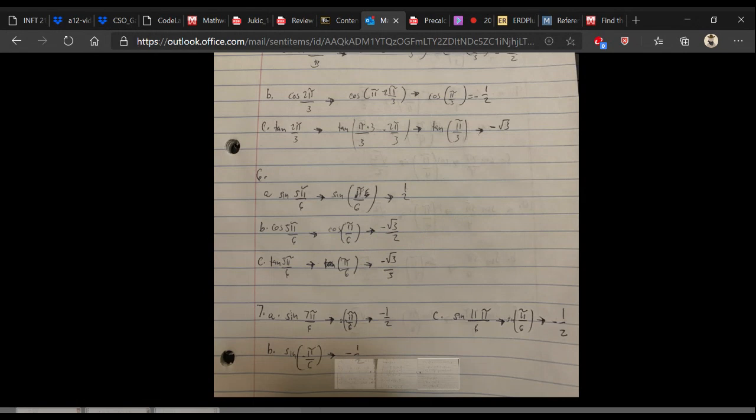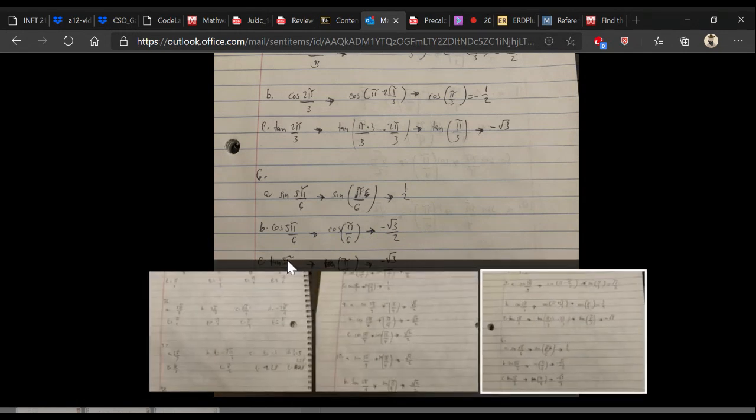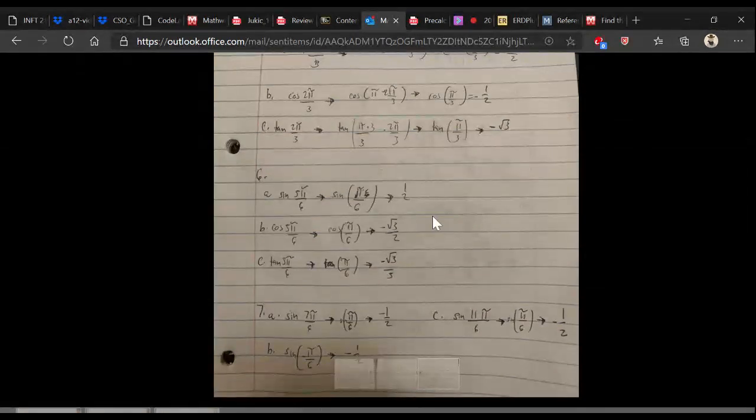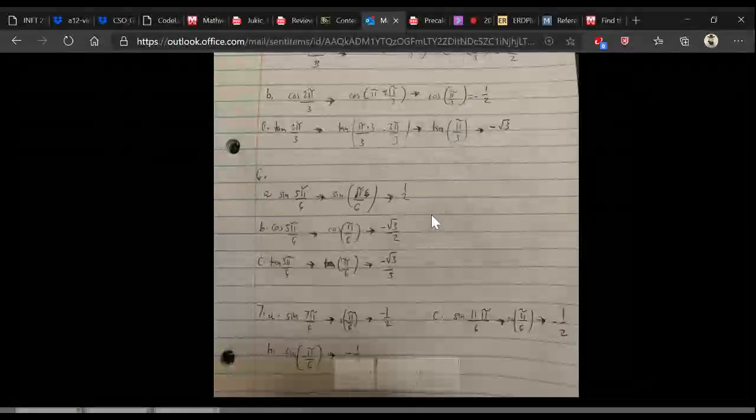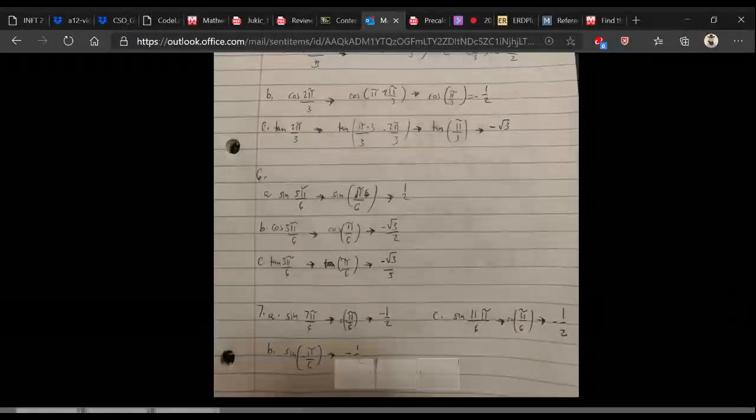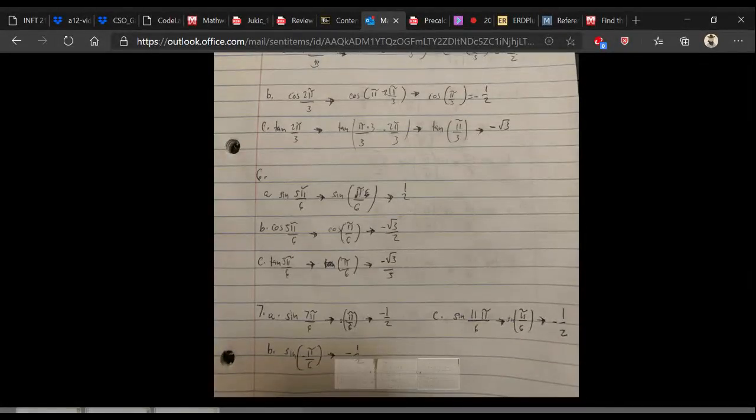For C, 5 pi over 6 is in the second quadrant, so tangent value has to be negative or positive? It's also negative. So you're missing the negative sign in front of tangent pi over 6 again. So it's just missing 2 negative signs, but your answers are all good. Your answers are right.